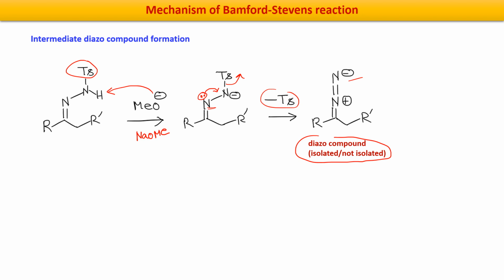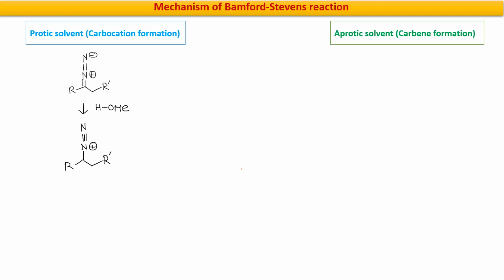So this is that diazo compound formation. This is the intermediate. Now depending on what kind of solvent you have taken, that is polar protic solvent or aprotic solvent, we will have two different types of mechanism. When it is protic solvent, we have the mechanism which is through carbocation formation. But if you are using aprotic solvent, then it is through carbene formation.